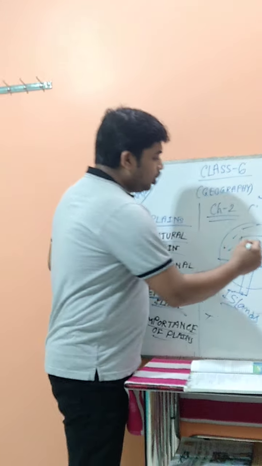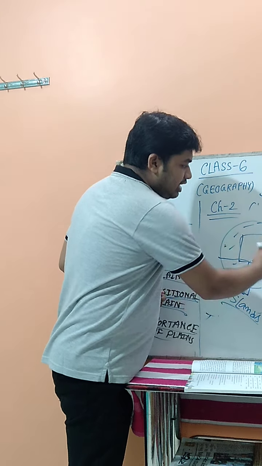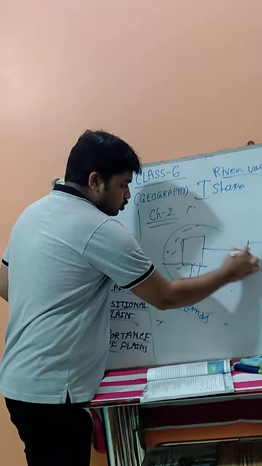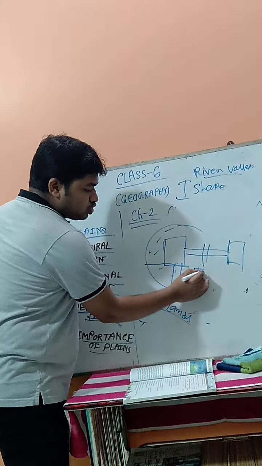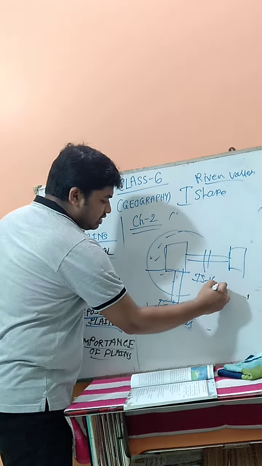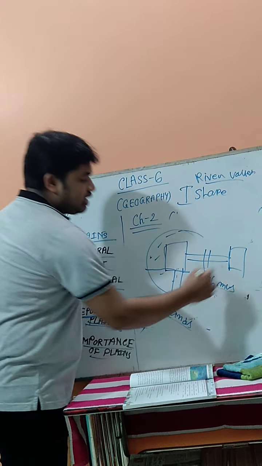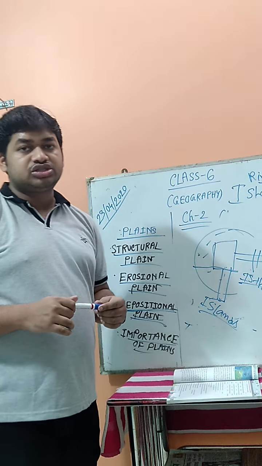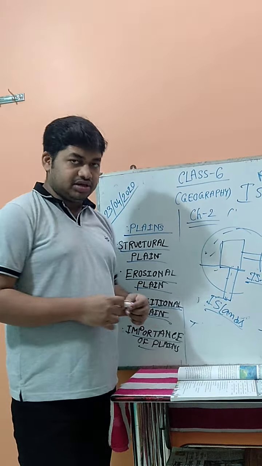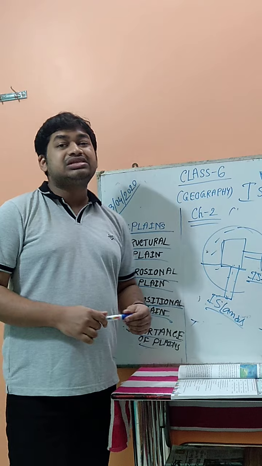Suppose here are two big land masses. Now these are joined by a narrow strip. This narrow strip is known as the isthmus. An example of an isthmus is the Isthmus of Panama, which joins North and South America. Next is landforms and people.